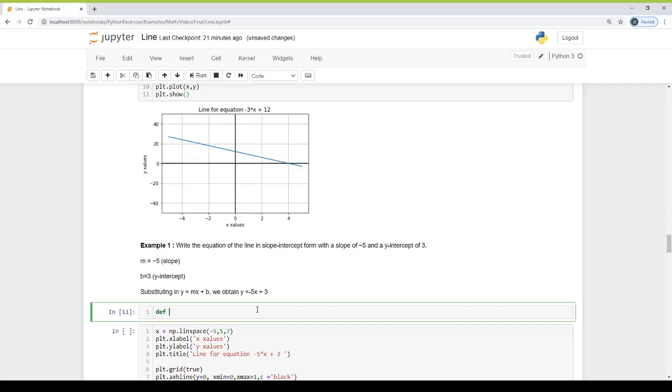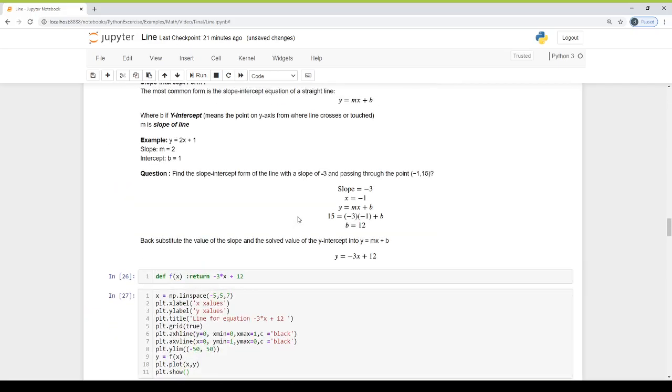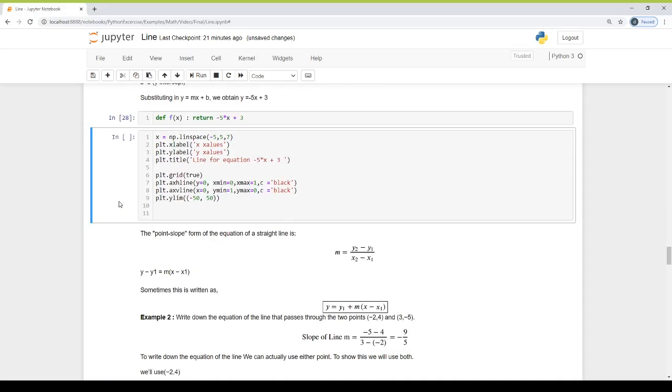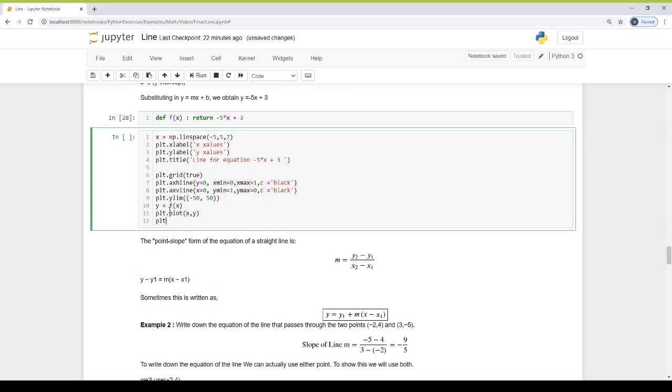So define a function to draw the line. First define the function for this equation. Return minus 5 into x plus 3. Shift enter, and y is equal to f(x). Then plt.plot(x, y) and plt.show().